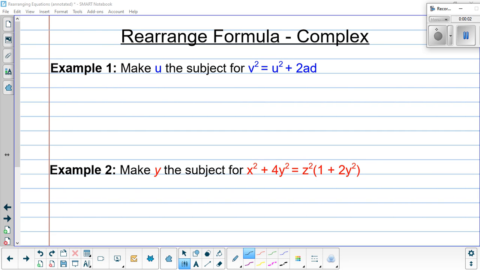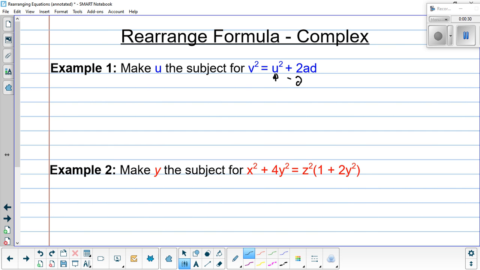Alright, so we're looking at rearranging formula, and these are just called complex because it involves everything we've done up to now and a little bit more. So, there's no real one method fits all for these. You just kind of have to do what we did before and think, okay, I've got to separate these. Now I might have to take a square root or square something, expand brackets, factorize, a combination of all those simplifying techniques.